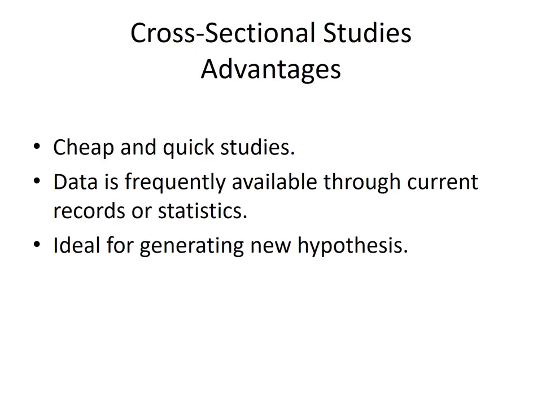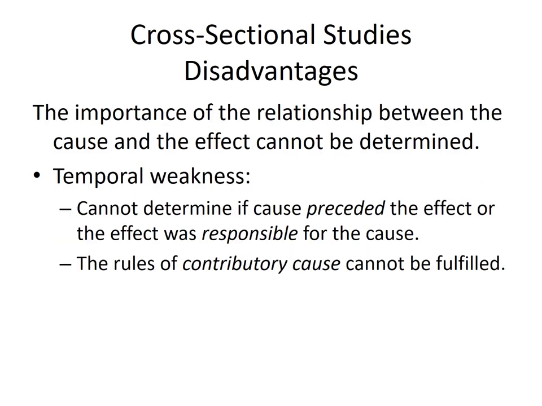So a quick summary: the advantages are that these are cheap and quick studies. Data is frequently available through current records or statistics, ideal for generating new hypotheses. While the main disadvantage is the temporal weakness. So there is no causal relationship because we don't know which occurred first, the exposure or the outcome. This is the major drawback of cross-sectional studies.